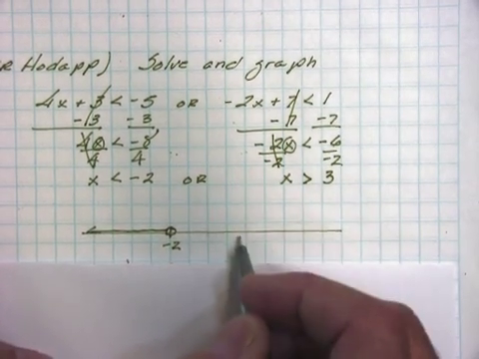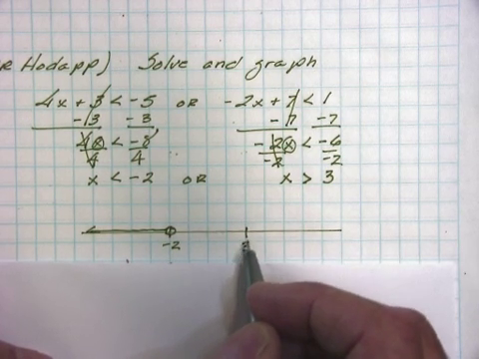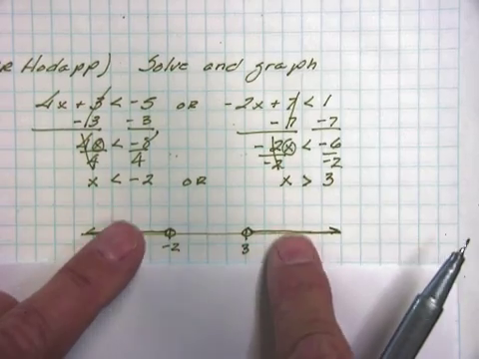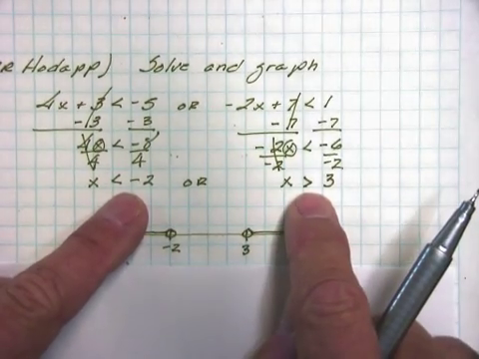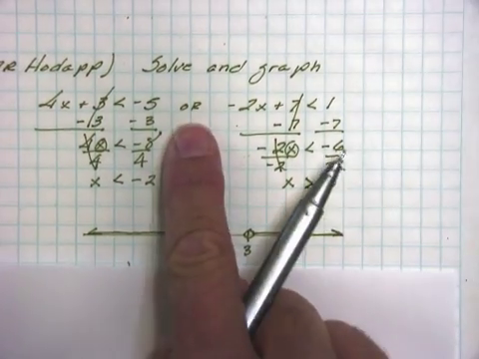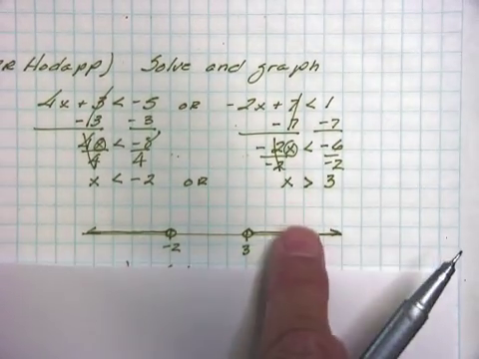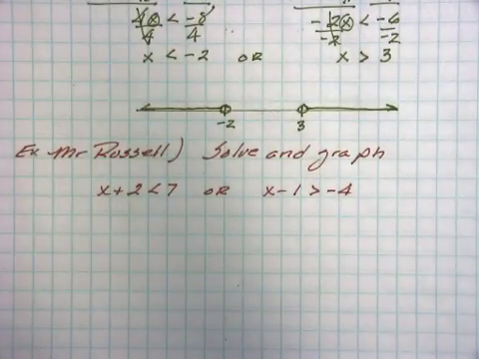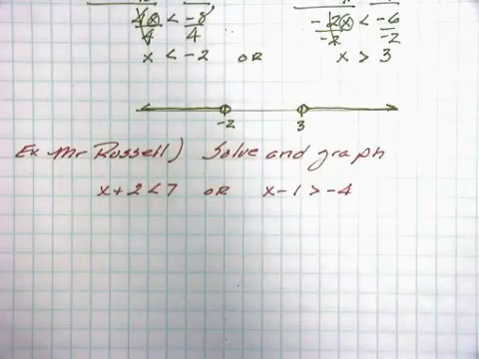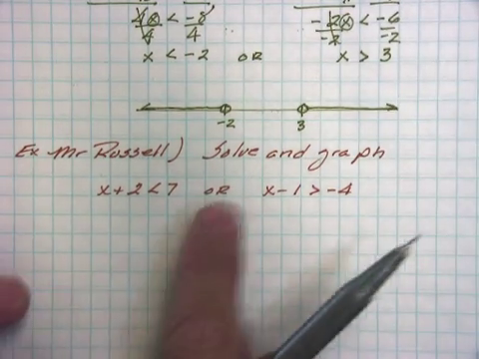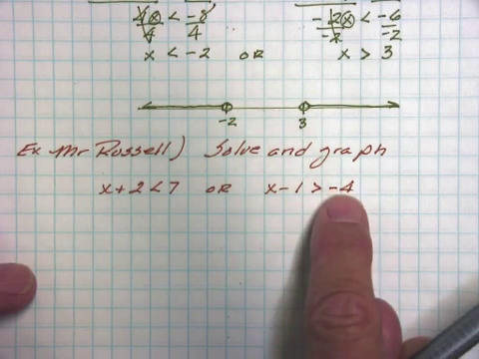And if we go to graph this, we'll put negative 2 here, open circle, shade to the left. We'll put 3 here, open circle, shade to the right. Any number in these two areas will meet one of these conditions, and that's all we have to meet because it's an or statement. So it can be here or there.